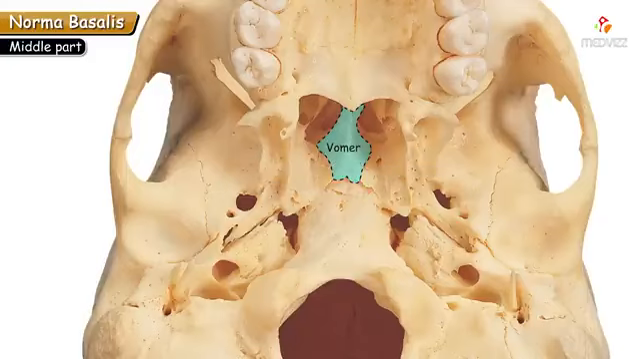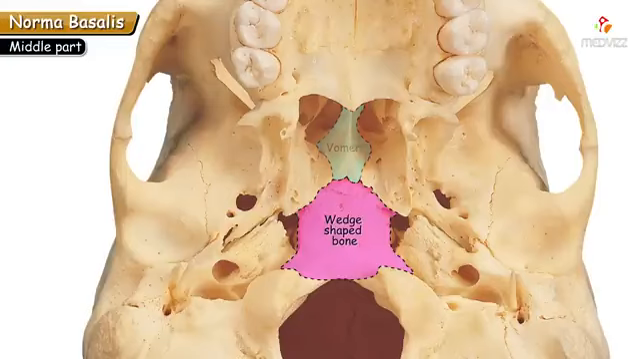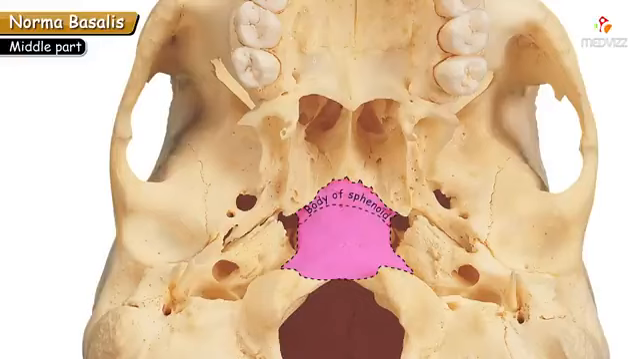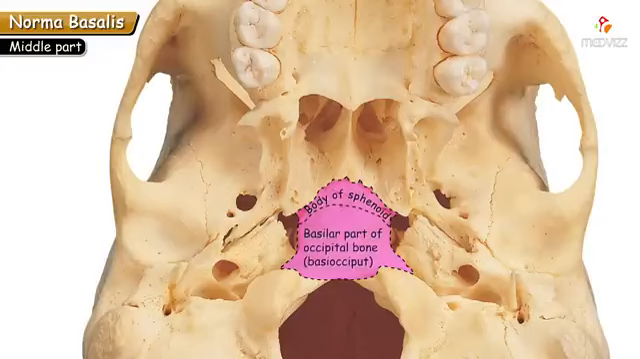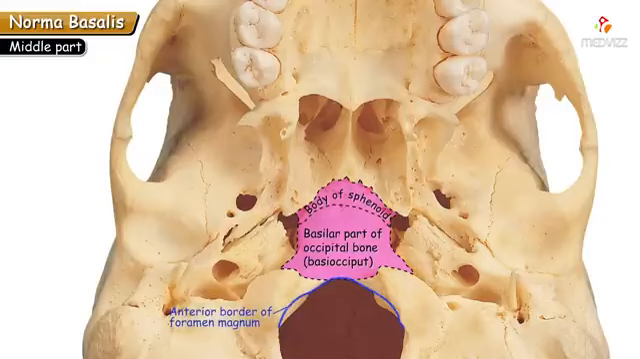Posterior to this vomer, we can see a wedge-shaped bony bar, and this bone is formed by 2 structures, that is the inferior surface of the body of the sphenoid and basilar part of occipital bone, which is nothing but the basi-occiput. So the body of the sphenoid and the basi-occiput, they fuse completely to form this wedge-shaped bone. Extends till the anterior margins of foramen magnum.